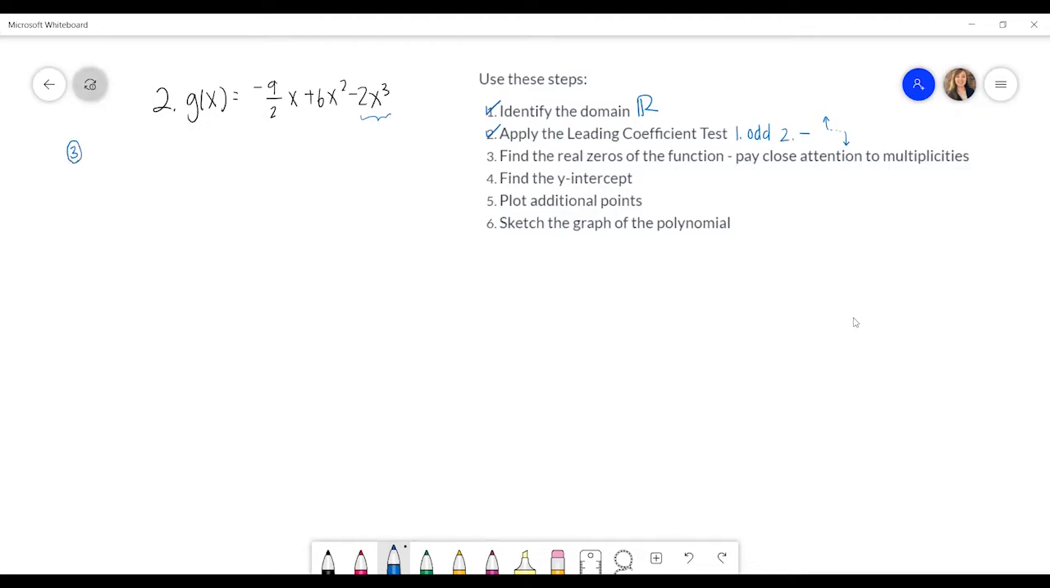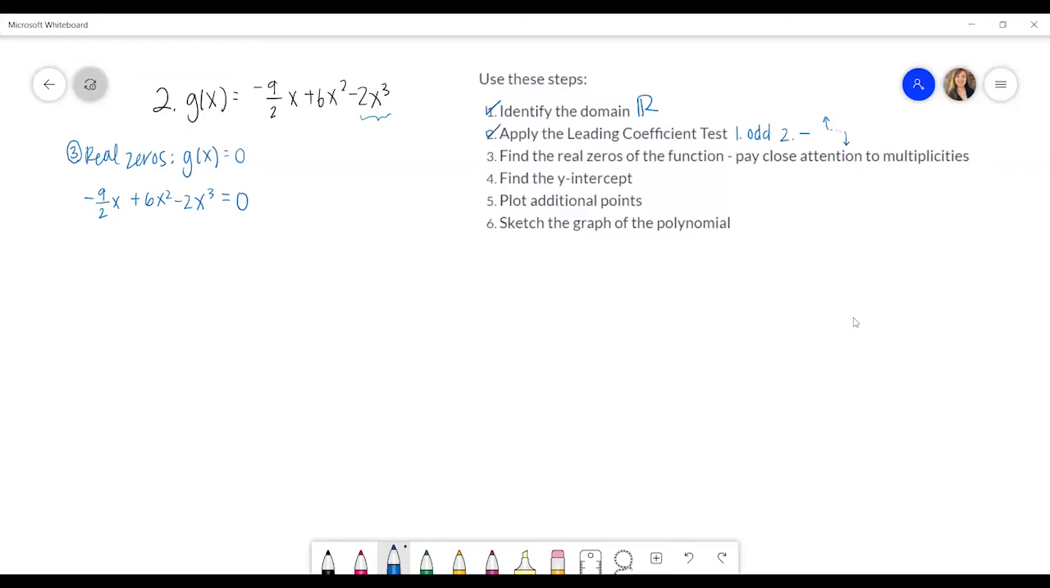So if we do that, that means, or excuse me, our real zeros. Real zeros. That means we take g of x and we set it equal to 0. And this is where you kind of have to remember some of your old factoring techniques. So we've got negative 9 over 2x plus 6x squared minus 2x cubed is equal to 0.